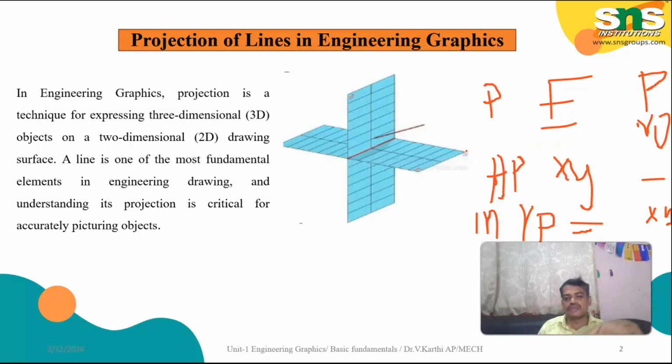The important observations: the distance of the plan from XY is equal to the distance of the point from VP. The distance of the elevation from XY is equal to the distance of the point from HP. Projection lines are perpendicular to XY.